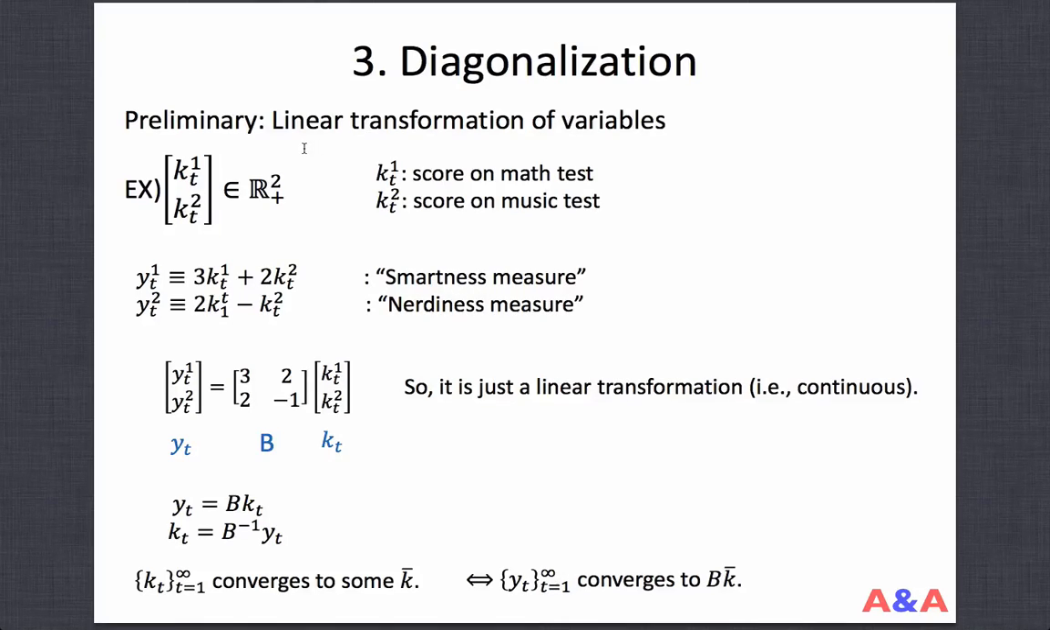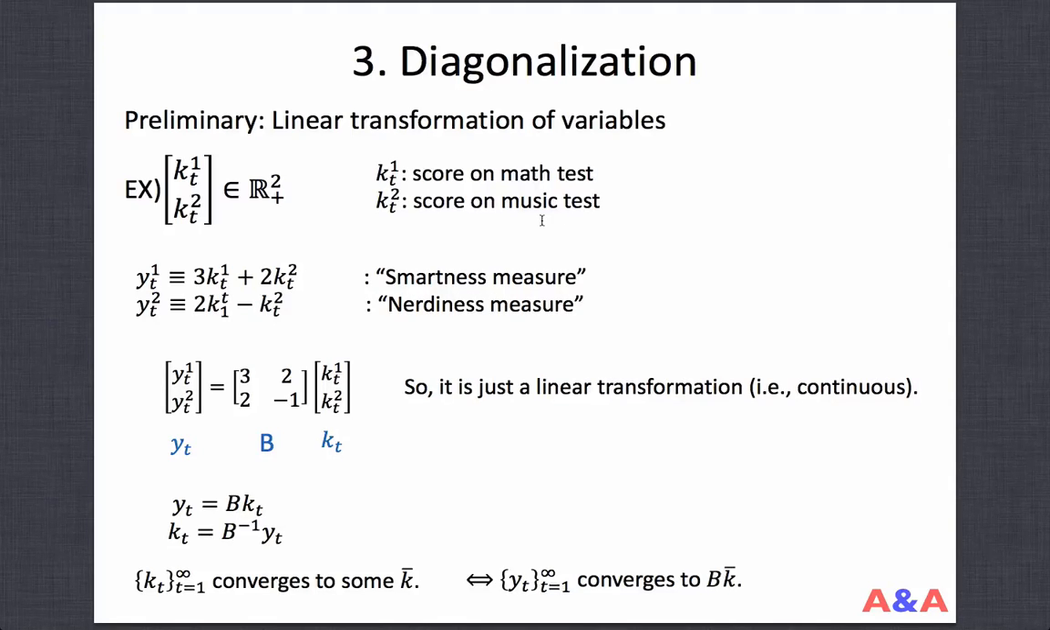Suppose that every week students have to take two tests, math test and music test. K1T is the score on math test and K2T is the score on music test in week T. Let me introduce two measures. One is a smartness measure, denoted as Y1, and this smartness measure is defined by 3 times the math test score plus 2 times the music test score.